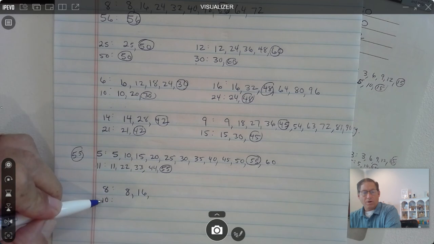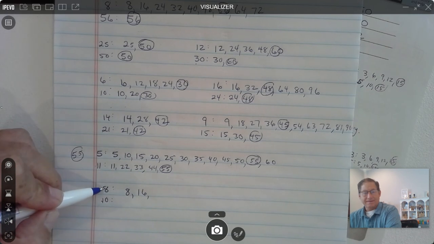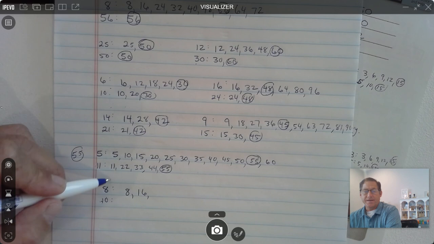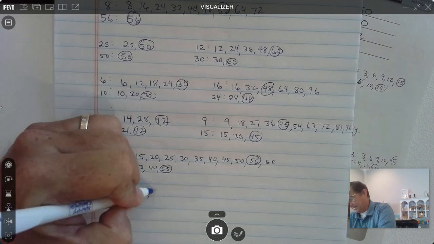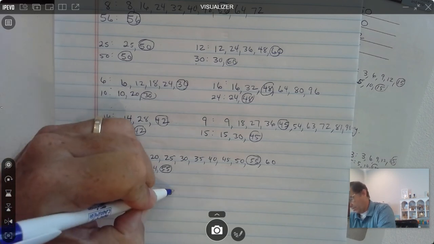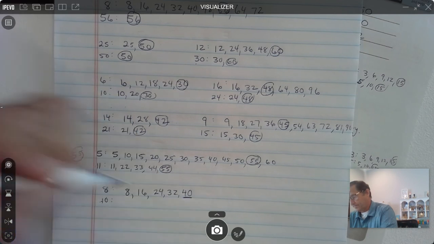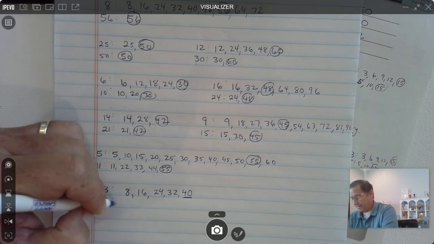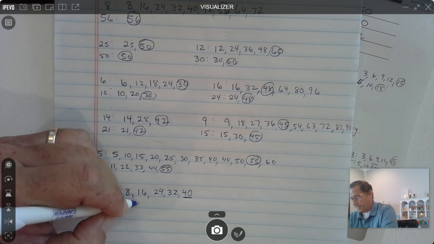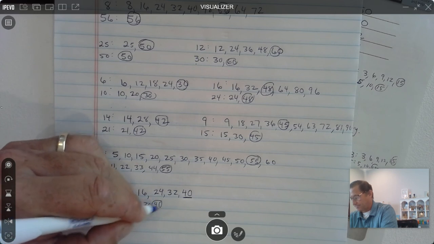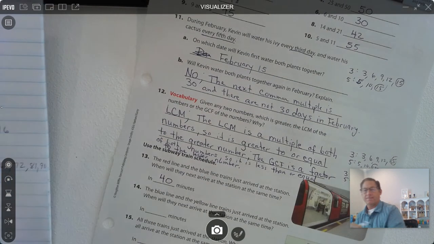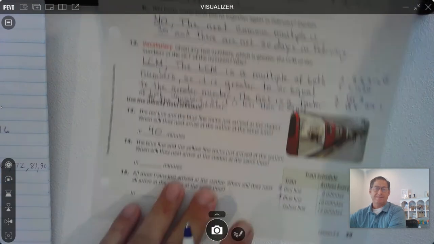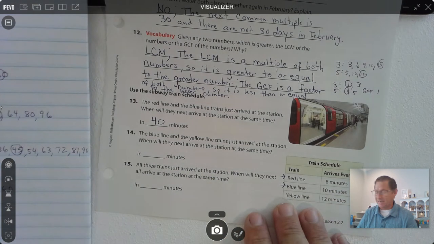And I know that one of the multiples of 8 has to end in a 0 for it to be in common. So I can stop when I get a number that's a multiple of 8 that ends in 0. 8, 16, 24, 32, 40. Okay, so that ends in a 0. So I know that that is also going to be a multiple of 10. So in 40 minutes, they will arrive at the station again at the same time.